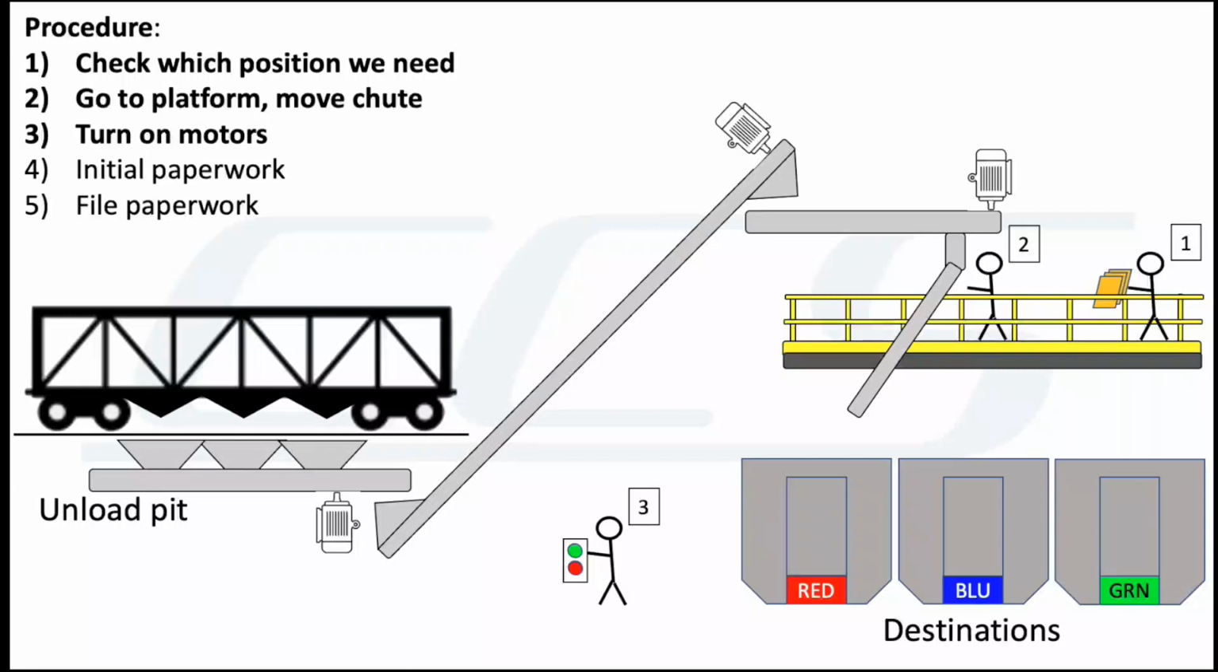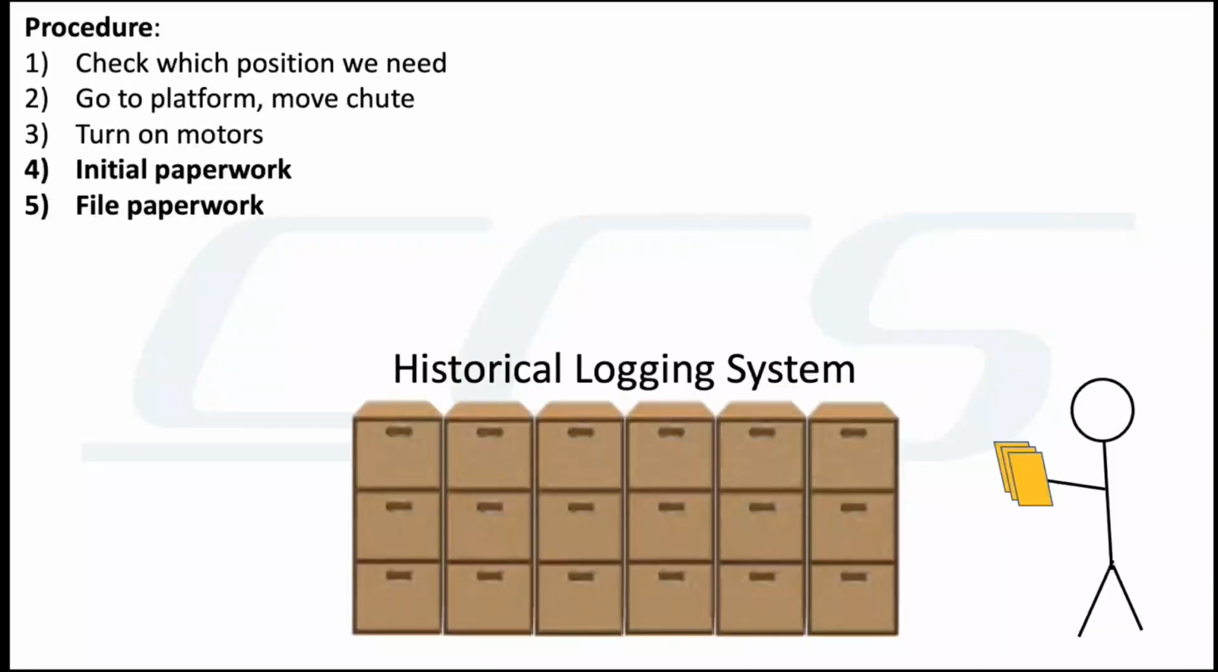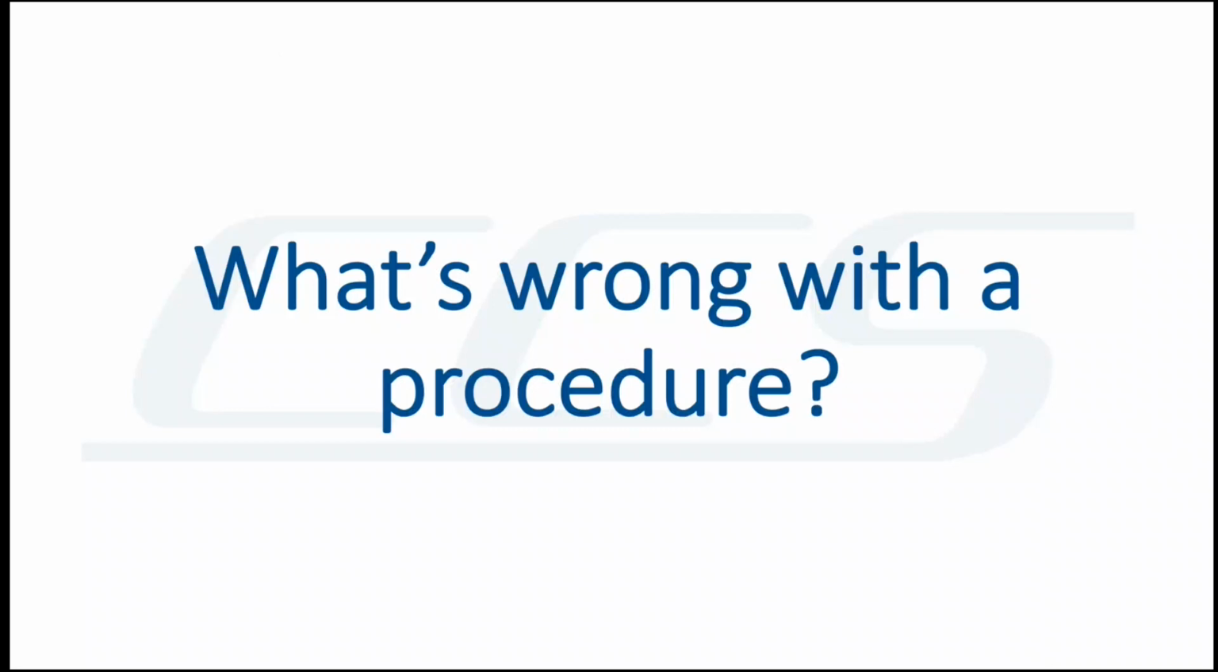And then how do we know what happened in the past? Like, what did we do yesterday? Well, we would maybe initial the paperwork on the clipboard, and then we'd file the paperwork in our historical logging system. It looks a lot like a set of file cabinets. Maybe that's what it is. And we would file away the system for another day under maybe today's date or whatever. Well, what could possibly go wrong? We've got this procedure. If everybody follows it, it could be okay. Well, what could go wrong?